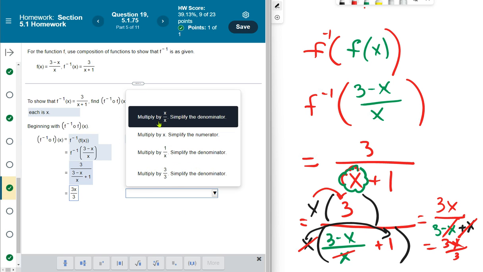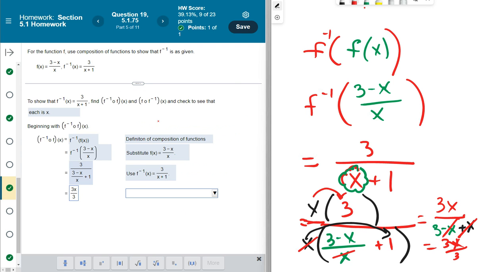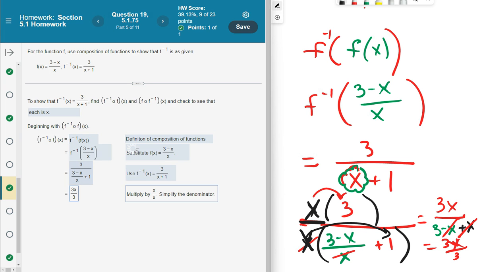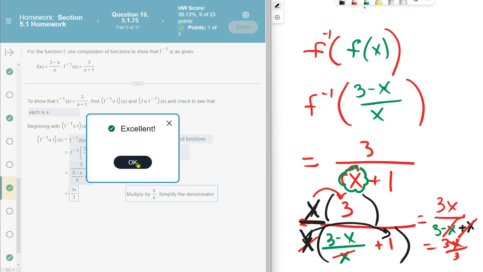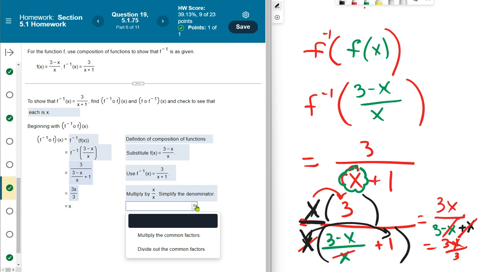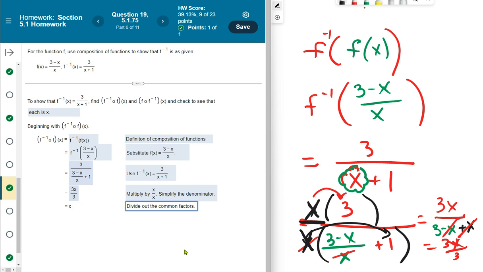Yes, I did that over here. I multiplied top and bottom by x over x. So, got an excellent this time. And then that would simplify to just be x, and I got that from dividing out the common factors.